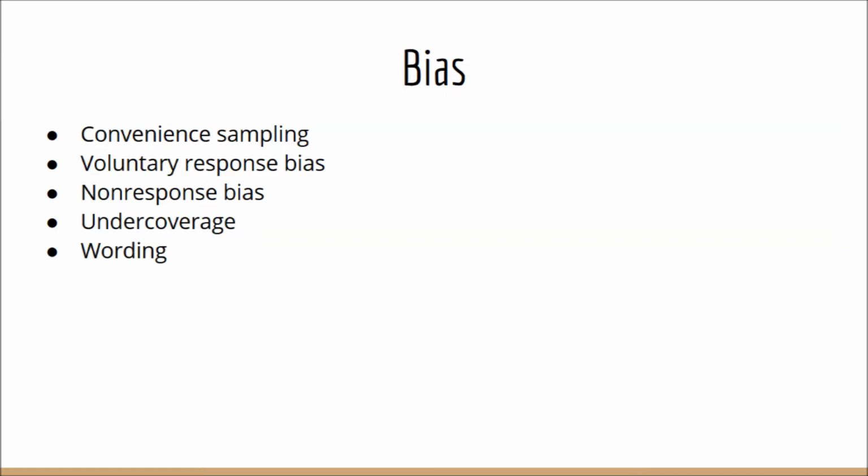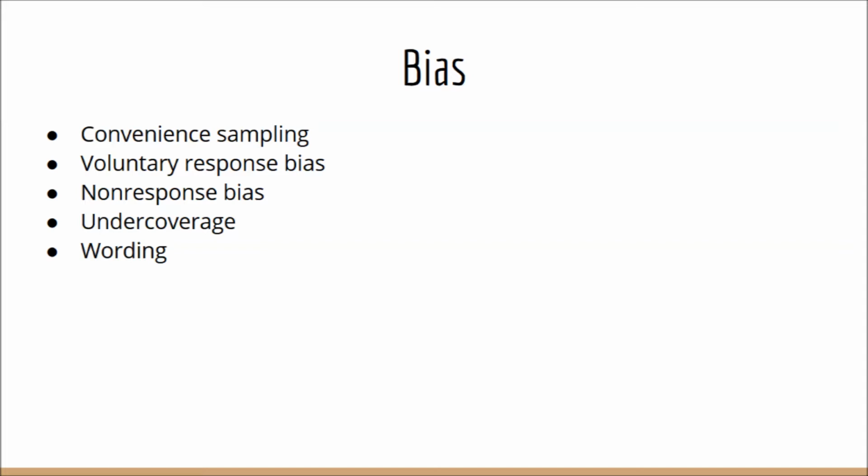Voluntary response bias is when people have to choose to include themselves in a sample. For example, if a news show holds a survey and asks viewers to call in to participate in the survey about political views, it may only attract people who take the time out of their day to participate, which would be people with strong political views.